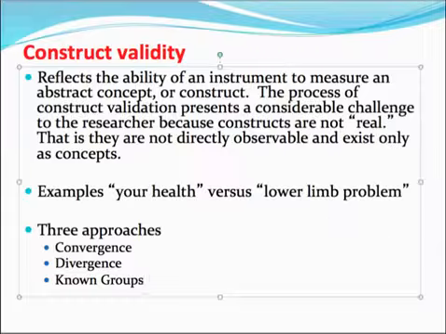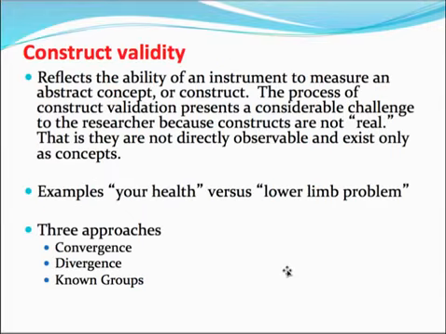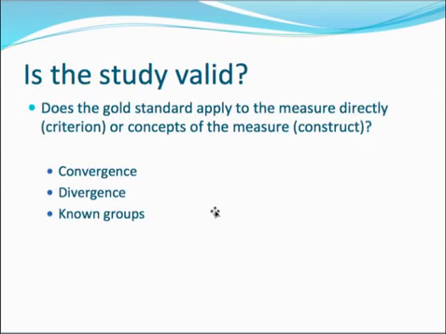So let's try to give some examples then. Convergence, so the basic question is, does the gold standard apply to the measure directly? Are there concepts of the measure or constructs? So then we have our three concepts. And I think I'm going backward. So convergence is the idea that the new test should show similar results as the previous test that is meant to measure the same attribute. Because they measure the same thing, the researchers are looking for a positive correlation usually.